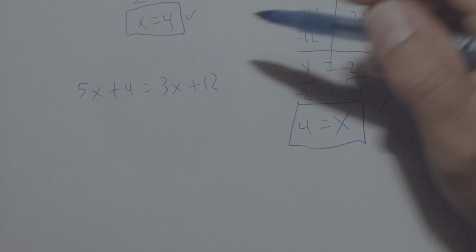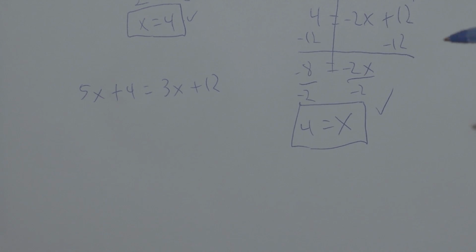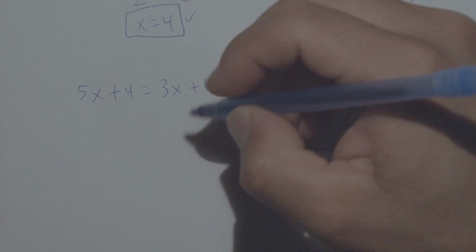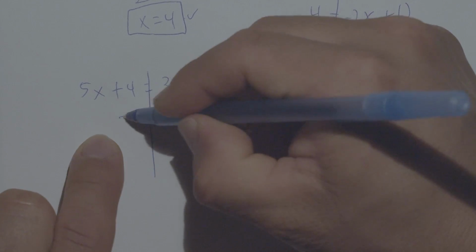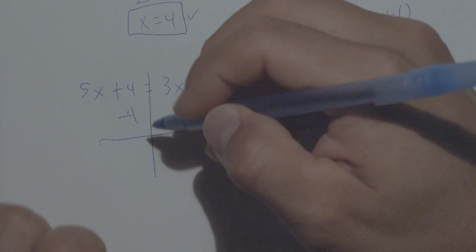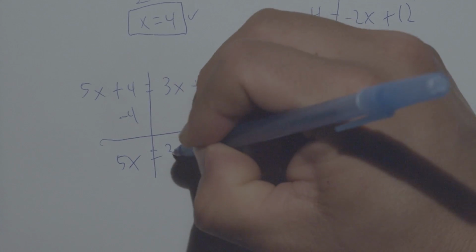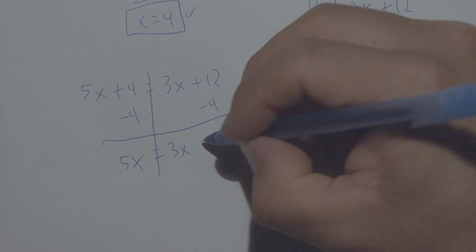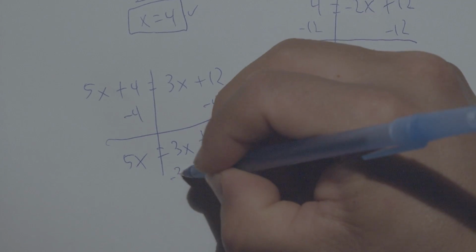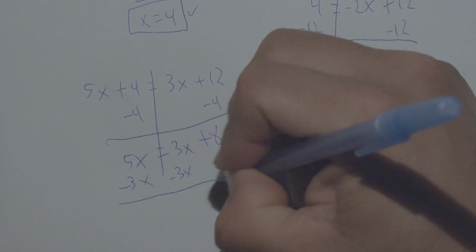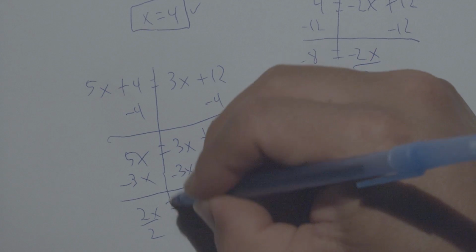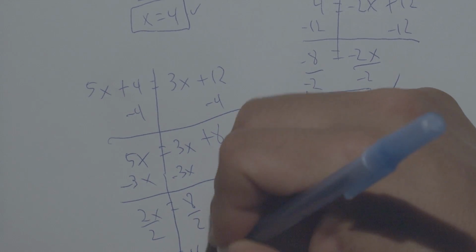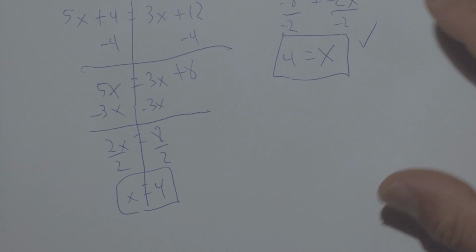Now, I got rid of the 5x one time, I got rid of the 3x one time. This time, as a first step, I'm going to subtract 4 from both sides, which is what you might have done. But here we end up with 3x plus 8. And then I'm going to subtract 3x from both sides, subtraction property of equality. 2x equals 8. And then, what do you know? x is equal to 4. So there's a different way to do it there.